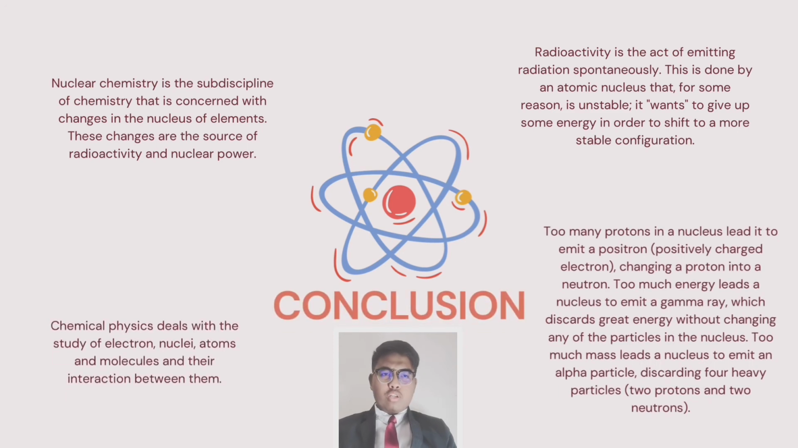Too many protons in a nucleus lead it to emit a positron, a positively charged electron, changing a proton into a neutron. Too much energy leads a nucleus to emit a gamma ray, which discards great energy without changing any of the particles in the nucleus. Too much mass leads a nucleus to emit an alpha particle, discarding 4 heavy particles, 2 protons and 2 neutrons.